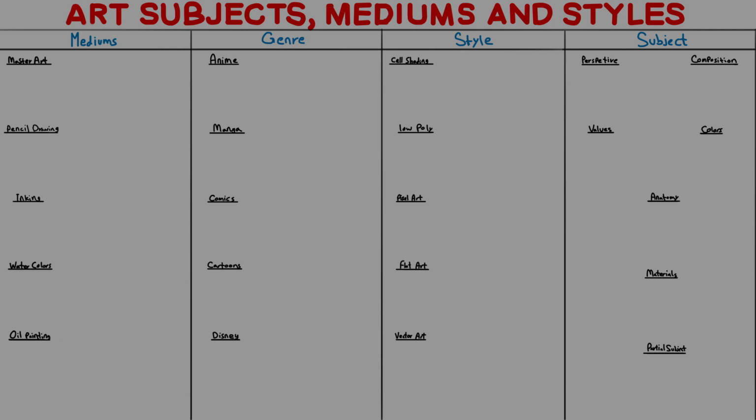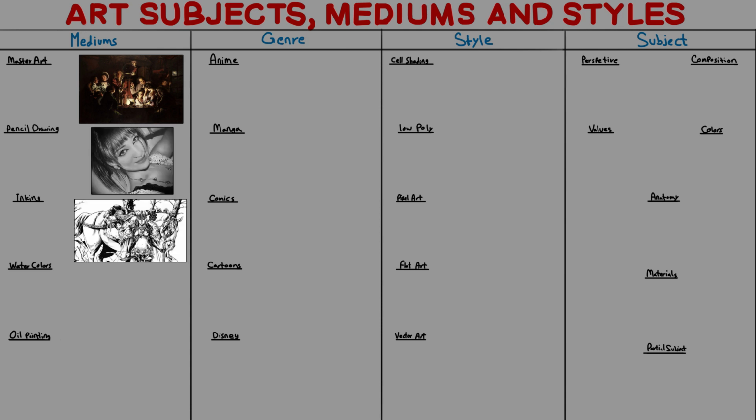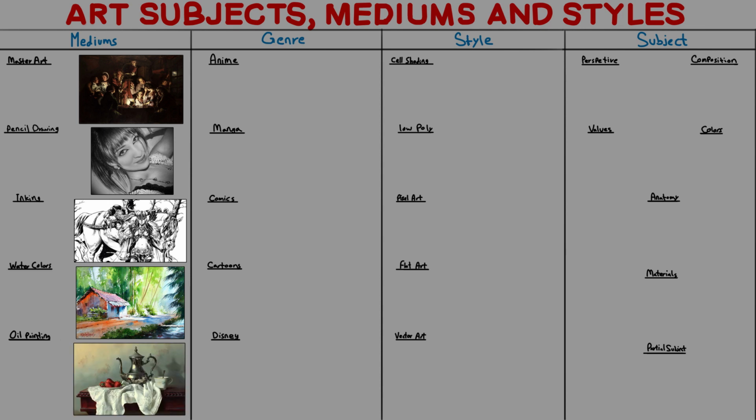So underneath this category we have different mediums. I included master art under the medium because I think copying their style can be applied to all types of mediums you want to use. For example, for each medium you will find a master artist who excelled in it. Those mediums include pencil drawing, inking, watercolors, and oil paintings. But of course, that's not all of them. You can also add acrylics, gouache colors, collages, and many more.